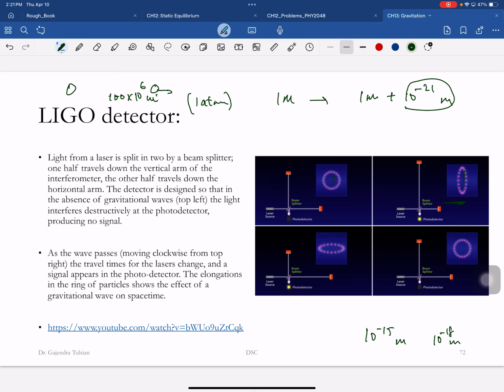All right, so now you understand? So how are we going to detect it? Here is the instrument. This is called an interferometer. Here is the basic idea.